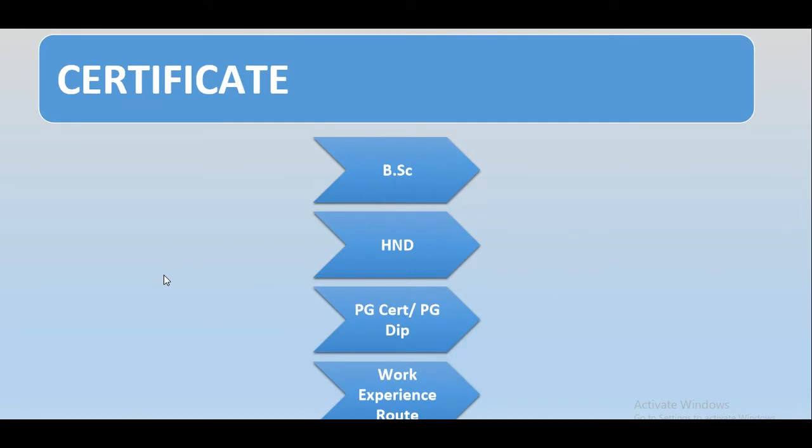So the first document you need is your certificate. Of course, before you apply for a master's, one would naturally think or hope that you have a certificate. What people normally think about is the BSc, but the BSc is not the only thing you need when you apply for your master's. What a lot of people don't know is that you can apply with your HND, with your postgraduate diploma, or through the work experience route.